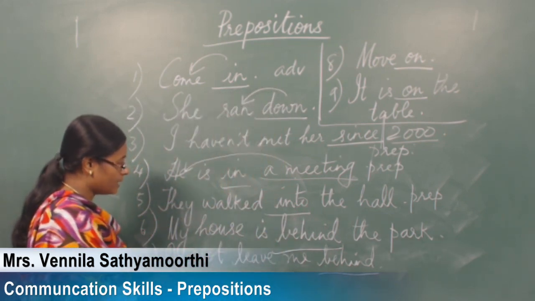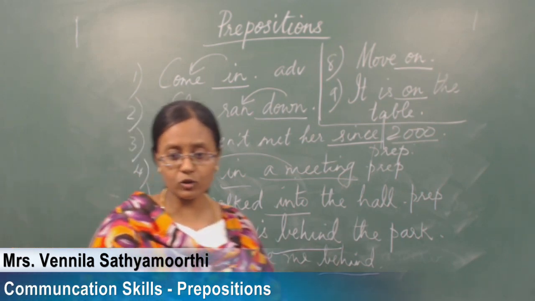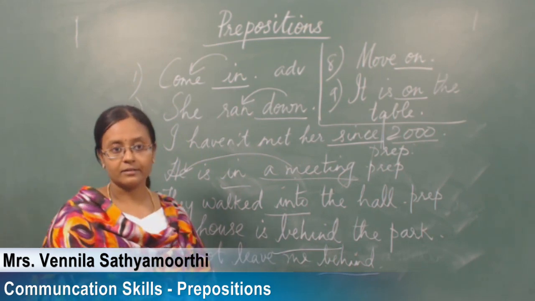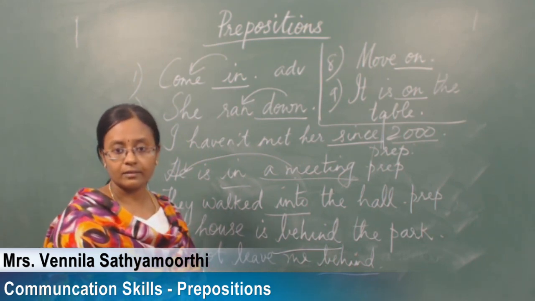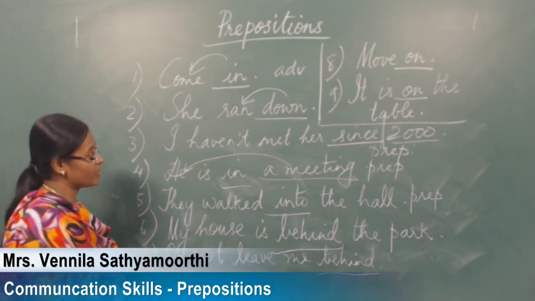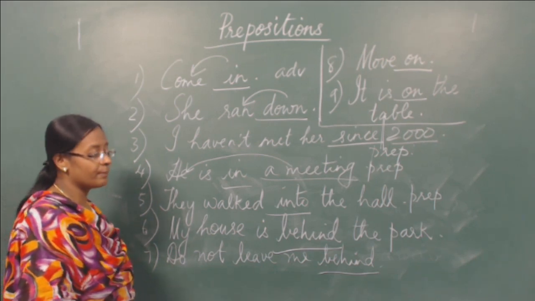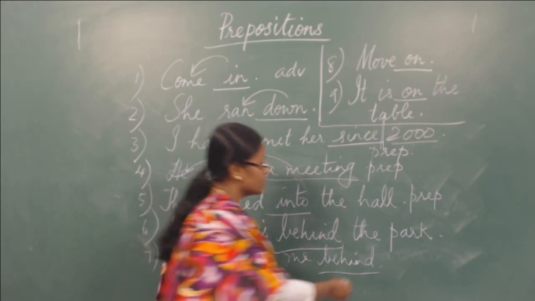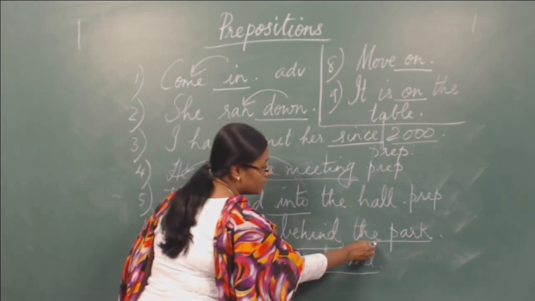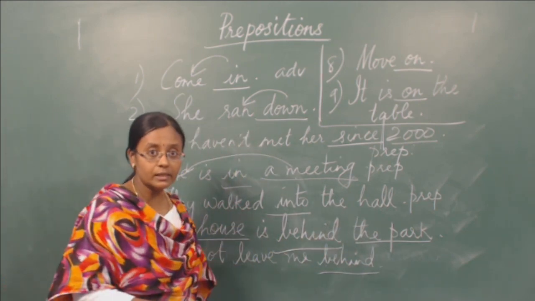Okay. My house is behind the park. Somebody has posted that the second is an adverb. Yes, right. Now come to the sixth sentence. We have already finished 5 sentences. My house is behind the park. The park is a noun. So it shows the relation between the park, a noun, and my house, another noun. So it is undoubtedly a preposition.